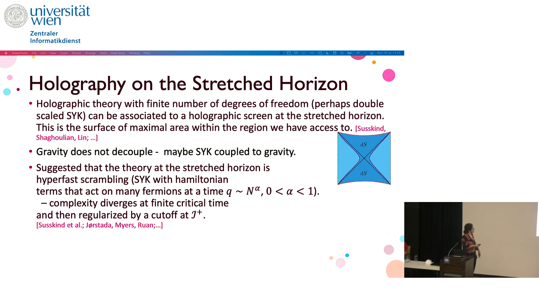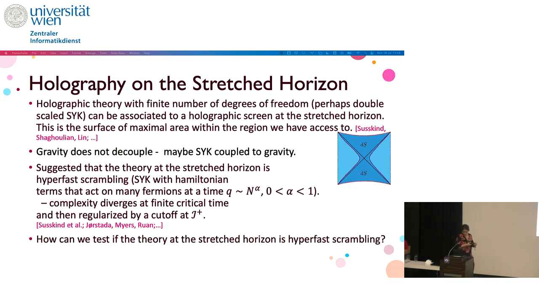It was suggested that it's hyperfast scrambling, meaning that it's some type of SYK with a Hamiltonian term that acts on many fermions at a time. And some of its properties in particular, which were noted, is that complexity diverges at some finite critical time and then was proposed to be regularized by this kind of cutoff at future infinity.